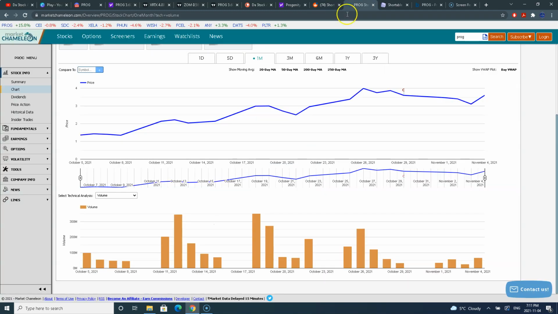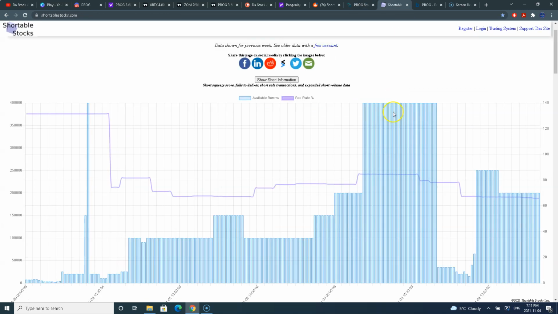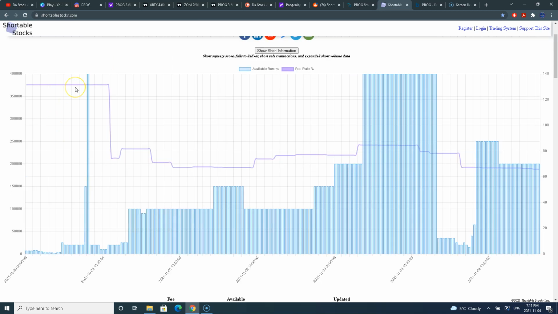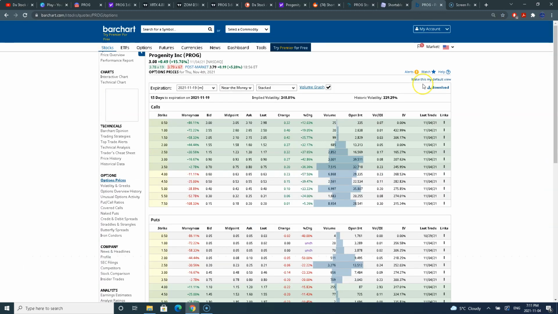Looking at the chart, you can see the price was going up, then moved sideways for some time, and again a nice push today. In terms of volume, the volume was going down, but today nice volume came back, almost 68 million. This is a good sign. Looking at other things, currently there are almost 200,000 shares available to short, and the borrow fee is 65%. The borrow fee was more than 100%, but when the price came down, the borrow fee rate also came down. I will also talk about the call option activity, but before that, let's look at a few things.